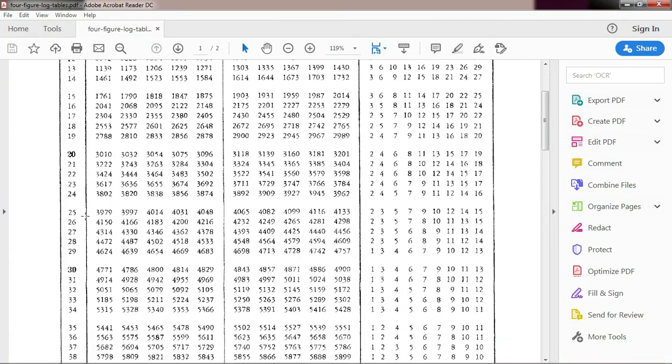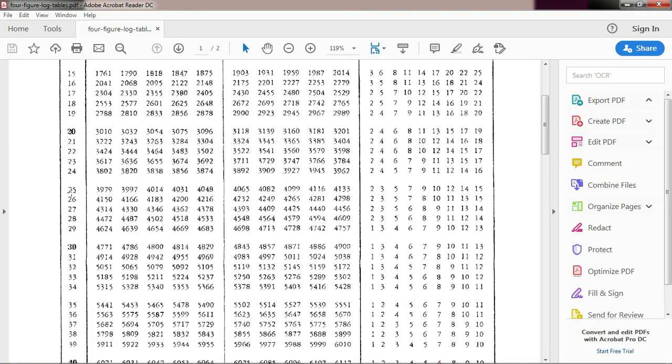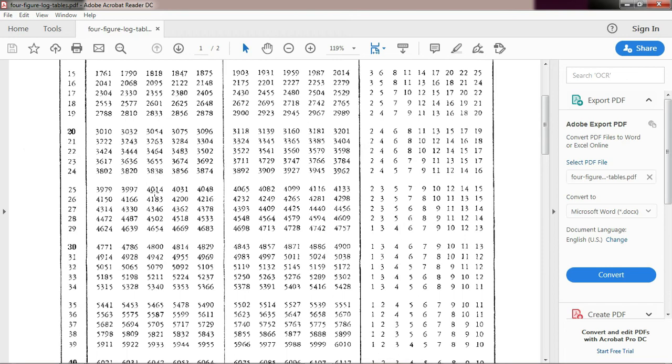We are looking for 25 in the left column, and then the fourth number is 6. Then this is 5, 0, 1, 2, 3, 4, 5, and then 6. This is going to be 4082. We're just going along the row. The next number is 9.